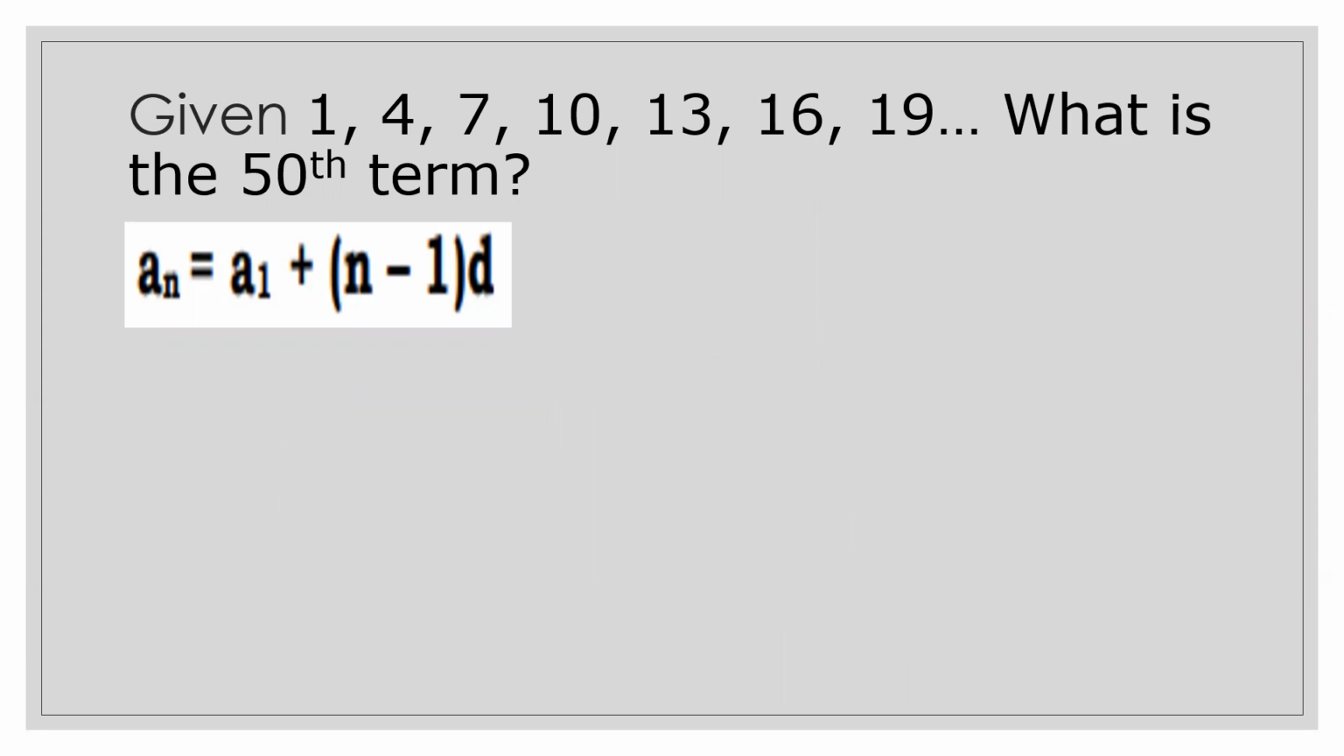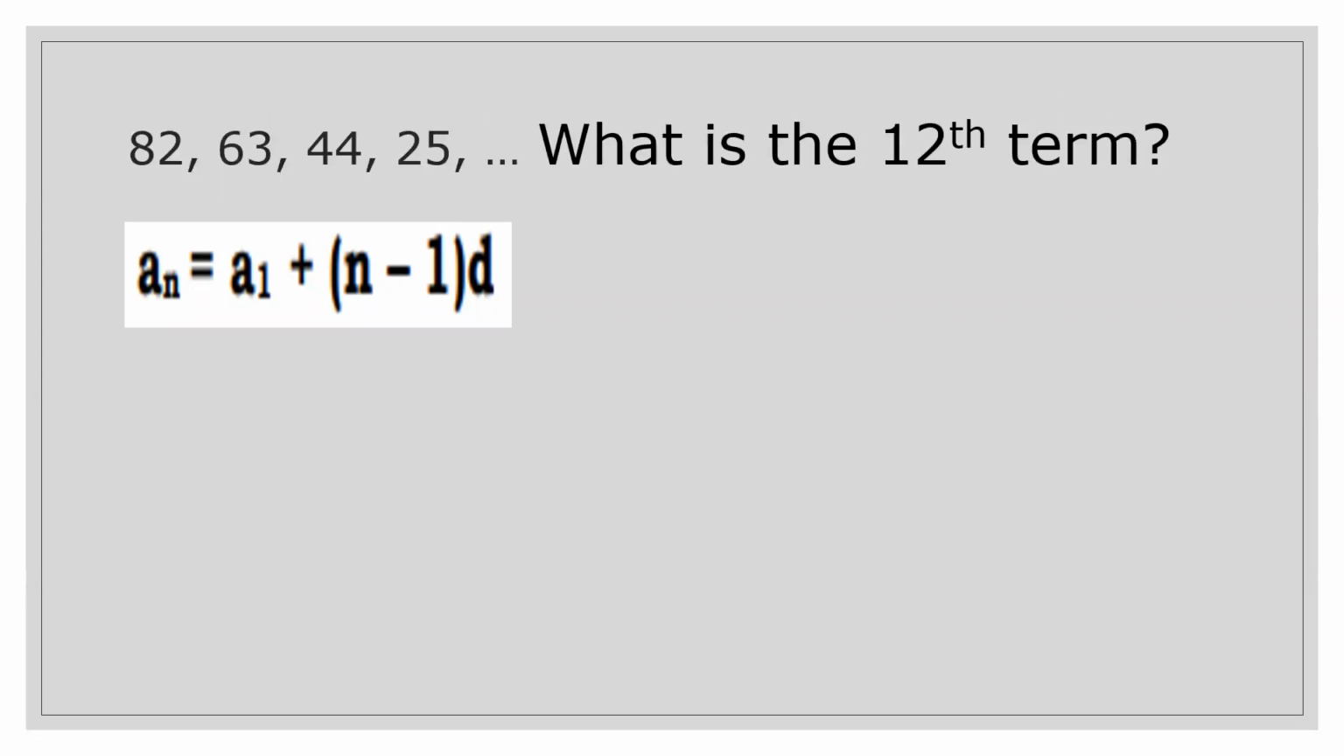Let's have another one. Okay, how about this one? 82, 63, 44, 25. What is the 12th term? So, given here, check muna natin. Is this an arithmetic sequence? Arithmetic sequence ba siya? Yes, opo. Bakit siya naging arithmetic sequence? Ano ang common difference nila? Negative 19. That's correct. Or tama na sila. Negative 19. So, nadadagdagan siya ng negative 19.